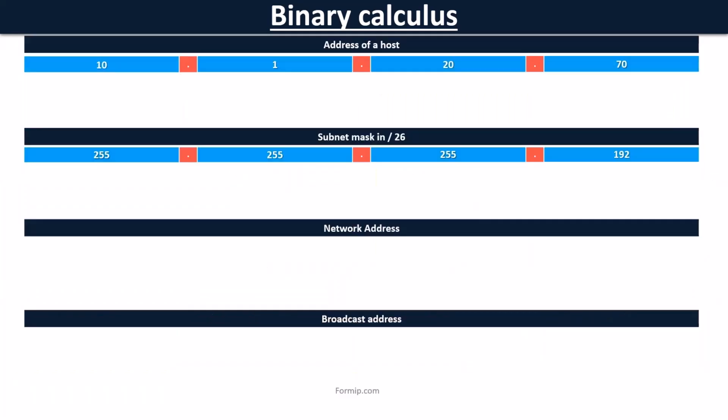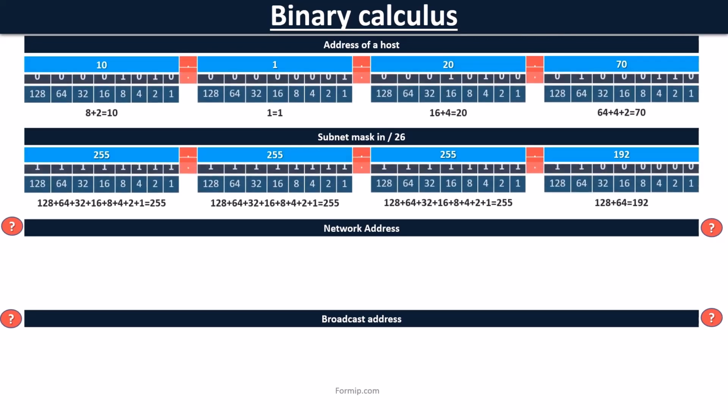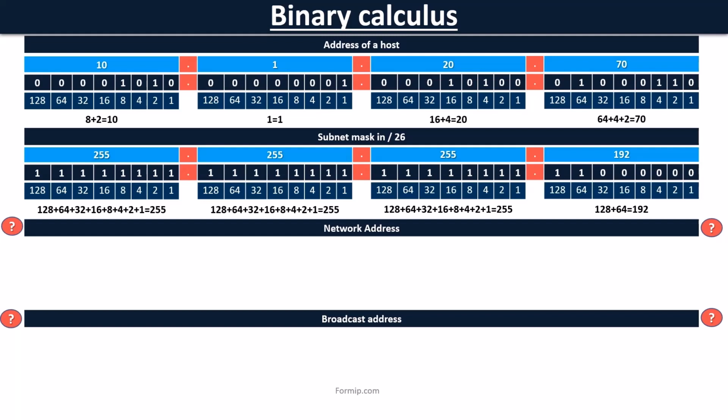We will now see another example with the IP 101.20.70.x associated with a subnet mask in /26, that is to say 255.255.255.192. We would like to know the network address and broadcast of this IP. For that, you must write the IP address and its mask in binary. In the subnet mask, the 1s represent the network part, and the 0s represent the host part. When we talk about separation, we are talking about the separation between the network part and the host part, that is to say, between the 1s and the 0s.